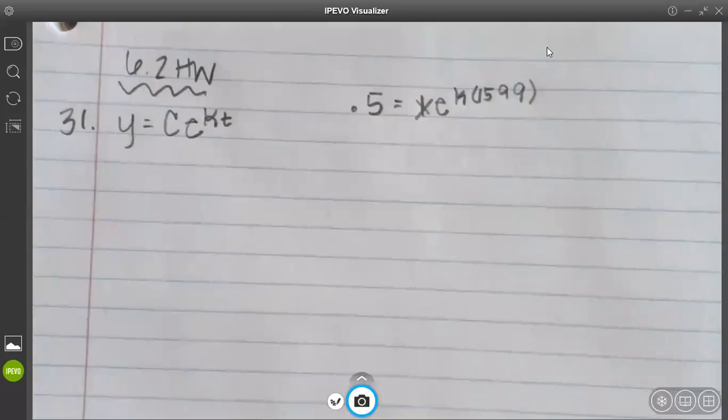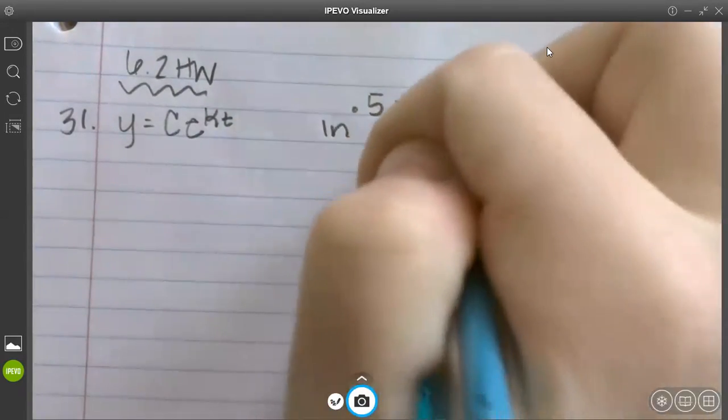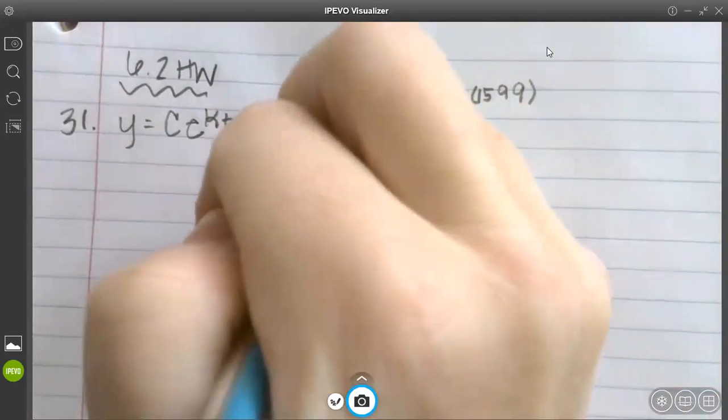How do I solve this? ln both sides. So ln 0.5. I'm gonna leave it like that.